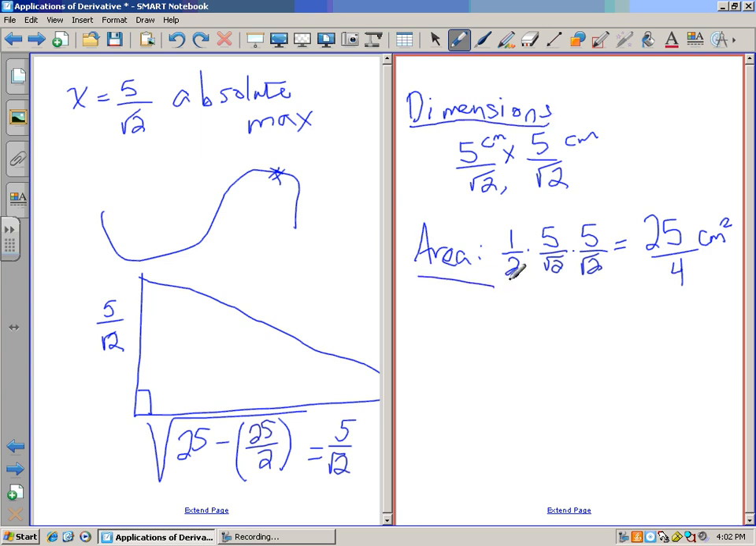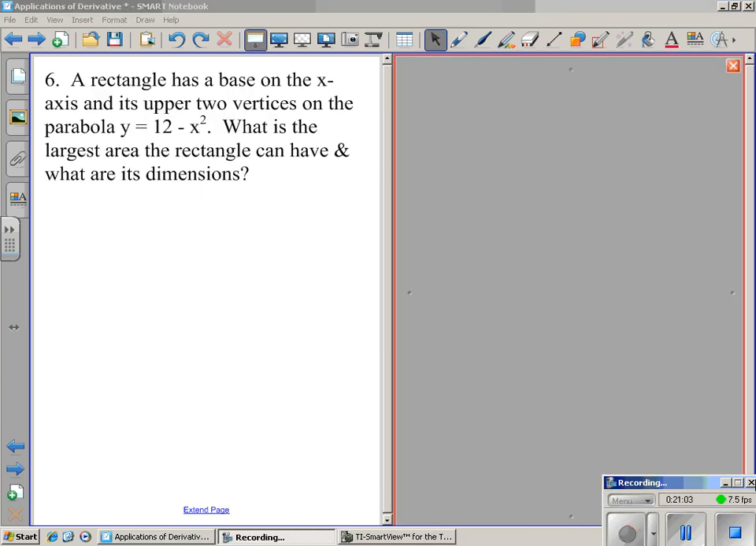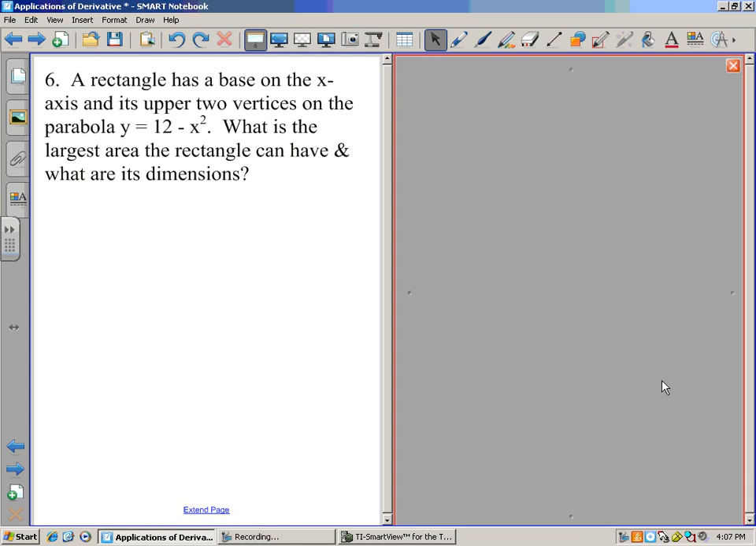Dimensions and area. Okay, so did I answer my question? It asked what the dimensions of my triangle were and what my maximized area would be. So that is one problem start to finish. All right, so now we're going to do one more problem from your textbook. This is number 6 on page 214.